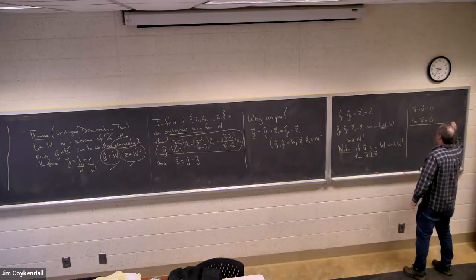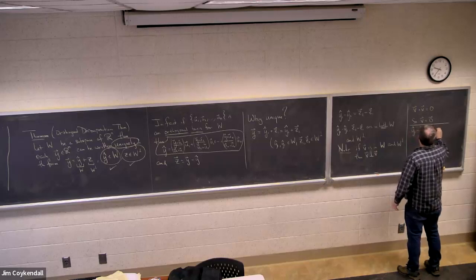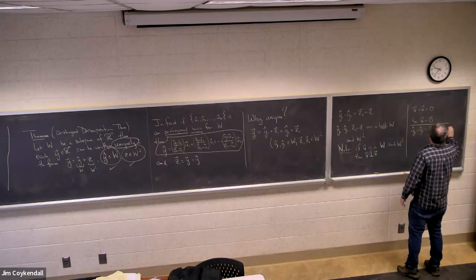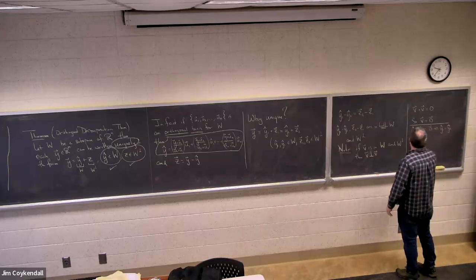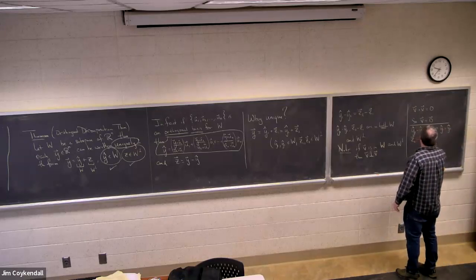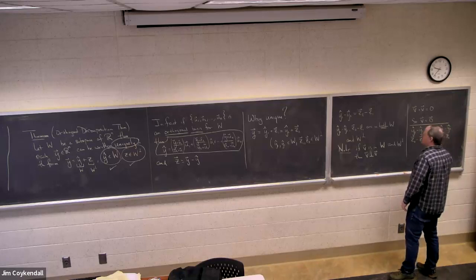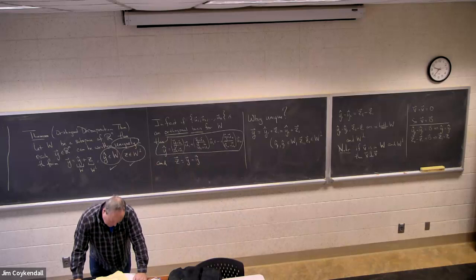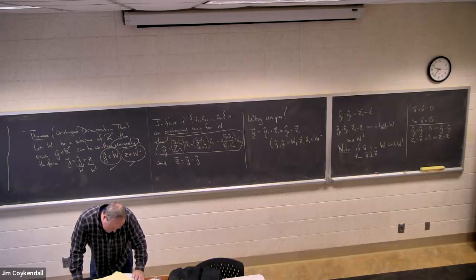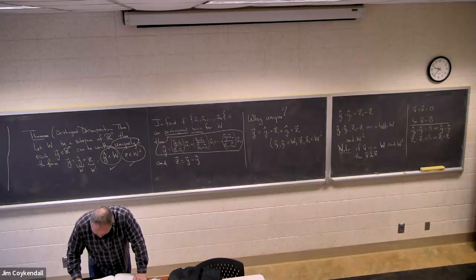So what does this mean? It means that y1 hat minus y2 hat is the 0 vector. So y1 hat and y2 hat are the same. It also means that z2 minus z1 is the 0 vector, which means z1 and z2 are the same. So there's your uniqueness. There's only one way to do this. Okay, any questions on that? Okay, questions?